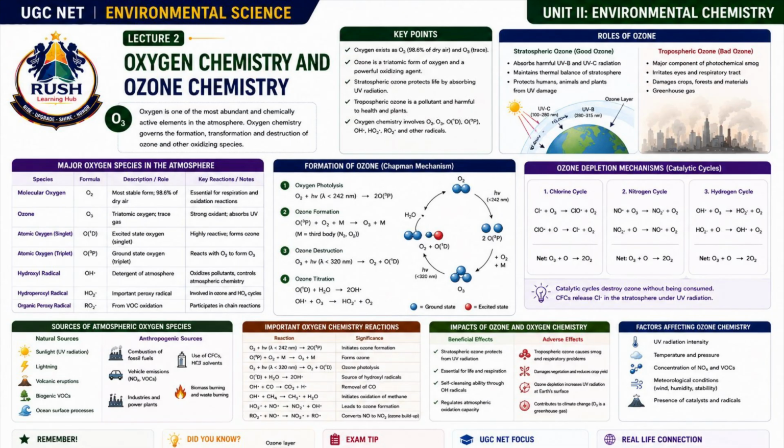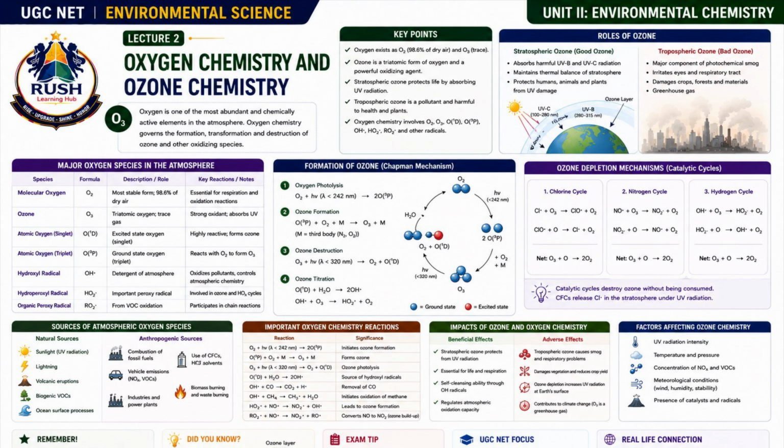The first step is the photodissociation of oxygen. When ultraviolet radiation with wavelengths less than 242 nanometers strikes molecular oxygen, the oxygen molecule splits into two oxygen atoms. These atomic oxygen species are highly reactive.